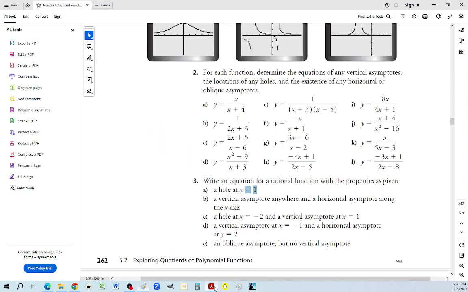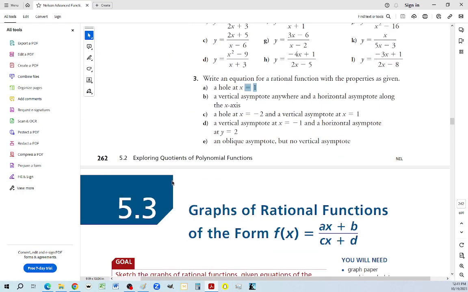Moving on. Oh, those were just warm-ups? Oh, that's 5.2.